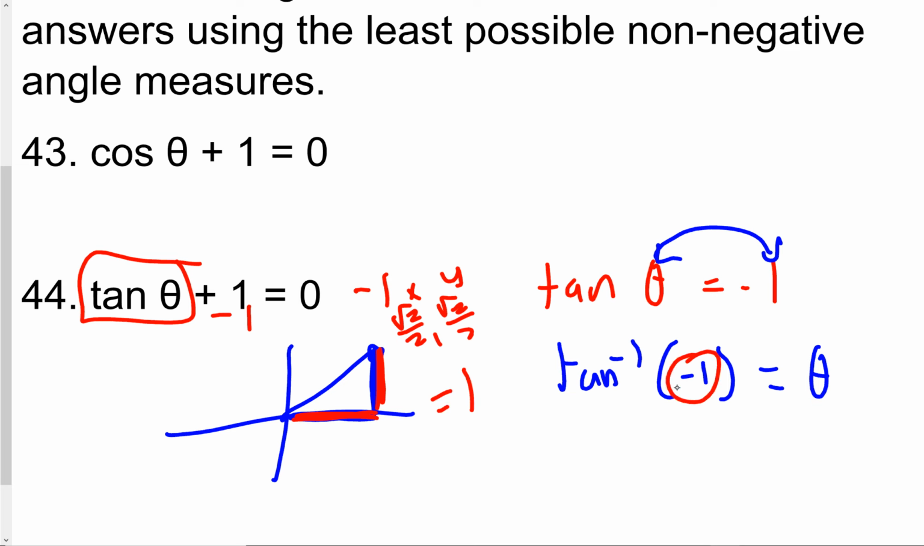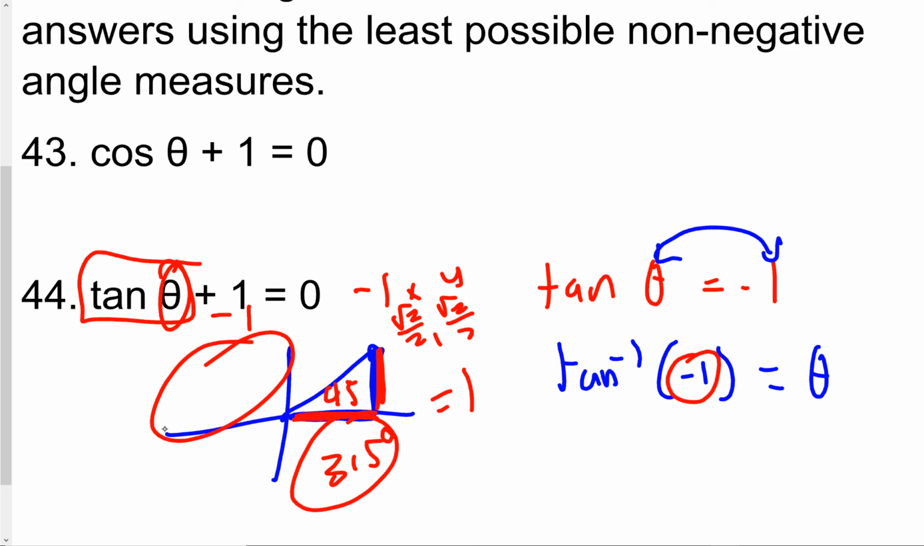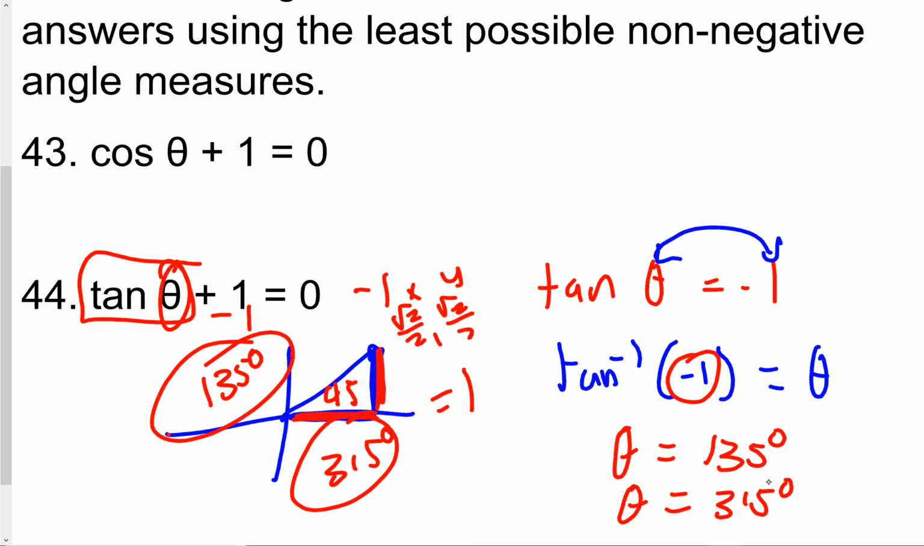But I want a -1. Well, where's tangent negative? Second and fourth quadrants. So if we use this reference angle of pi fourths or 45, since we're in theta, we're talking about degrees, so 45 degrees. I go down 45 degrees, which is 315. And from 180, I go backwards to 135. I just use that as a reference angle to get to -1. So my theta is 135, and my theta is also 315. And so that is number 43.